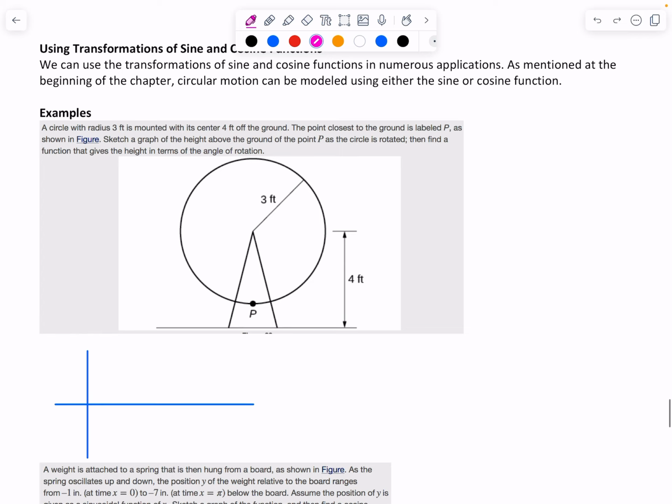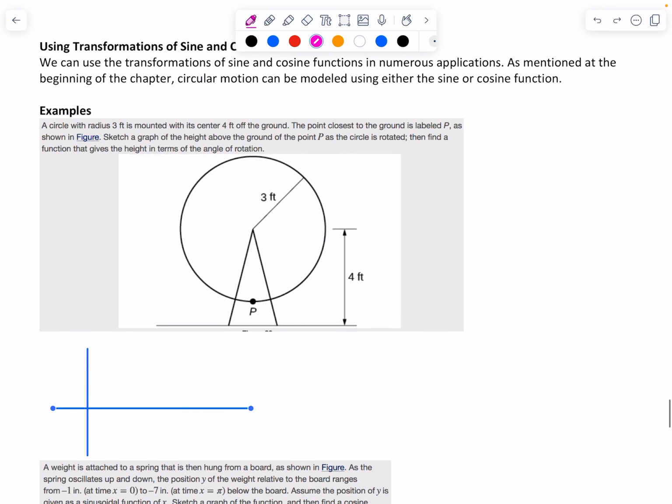I'm going to move this axis down because I know it's going to all stay positive, because everything stays above the ground. The highest it's going to get is a 7. The lowest it's going to get is a 1. So the midline would be directly in between that. We have 6 in between, so if we add 3, that's going to be at 4. And that makes sense here, right? That's the midline, and then it goes above and below it.